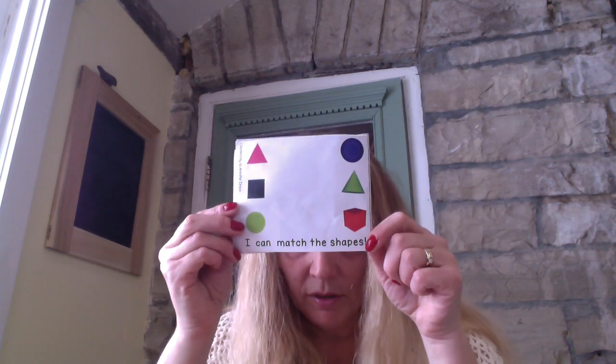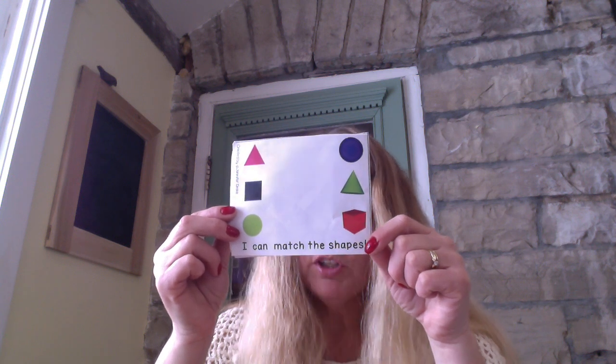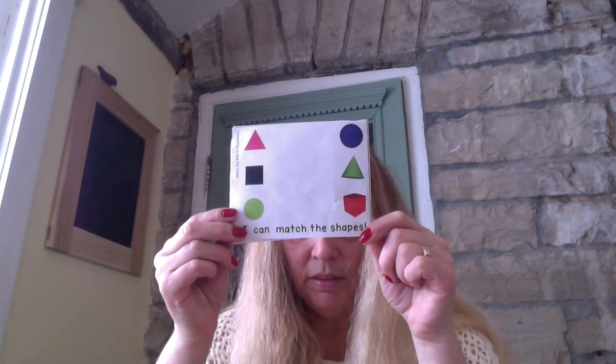On the back of the book, the very last page, it says, I can match the shapes. So your job for this book is to fold it together, to print your name neatly at the front and on the back to match the 2D shapes with the 3D shapes.